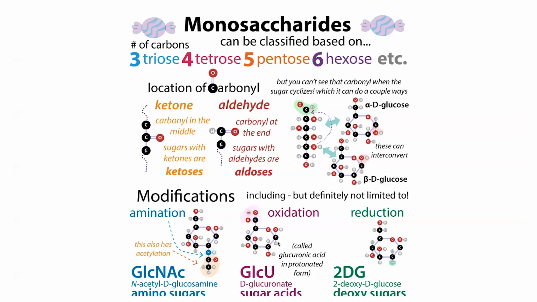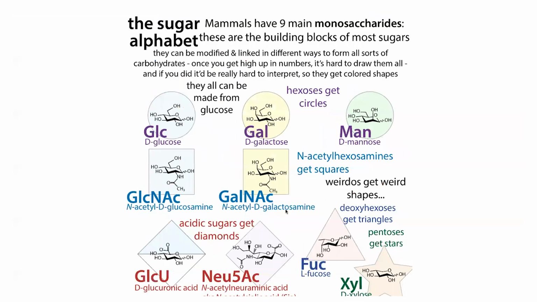Since we have those main 9 ones, we can then represent them with these different shapes and colors. The square represents an N-acetyl hexosamine. So hexose, remember that 6, amine, it's got the amino group, and then it's got the acetyl group as well. So this N-acetyl hexosamine, because it's got 6.